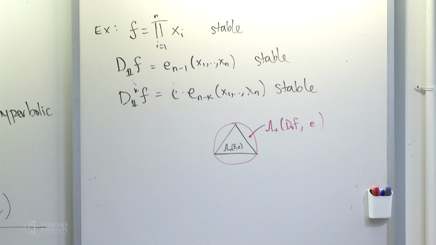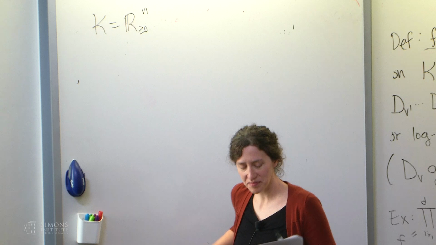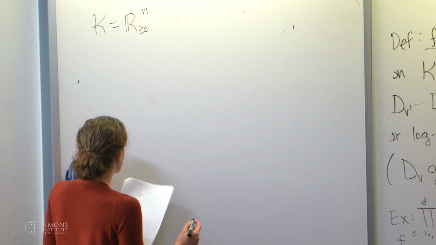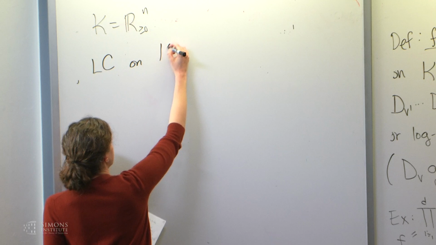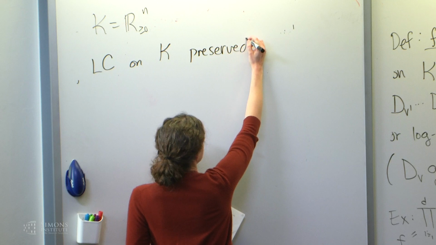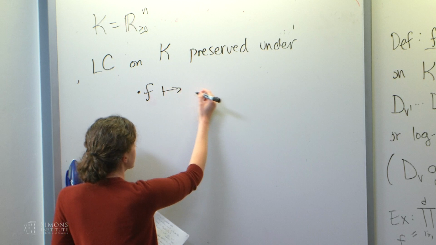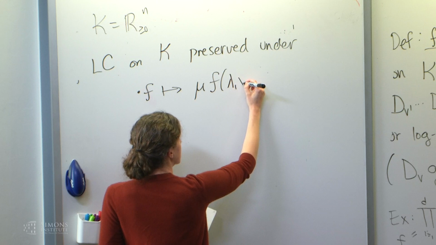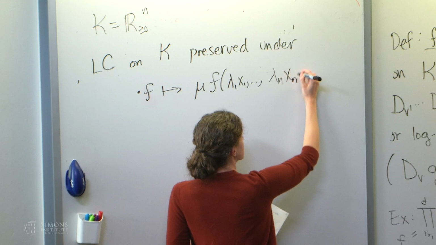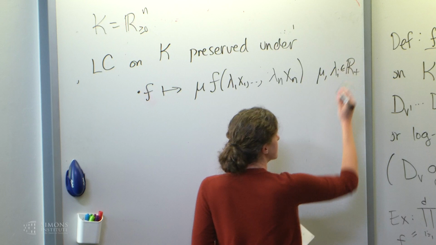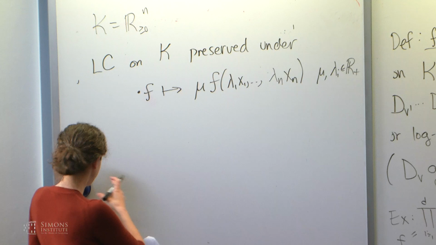So for now, I want to restrict back to when the cone is the non-negative orthant, and make some relatively basic observations about what this implies. So if we think about log concavity on this cone, I claim that it's preserved under some fairly simple operations. For example, I can scale all of the variables, and I can scale the polynomial by positive scalars. Here u and the scaling constant are positive scalars. And it's really just that the non-negative orthant is closed under these things.